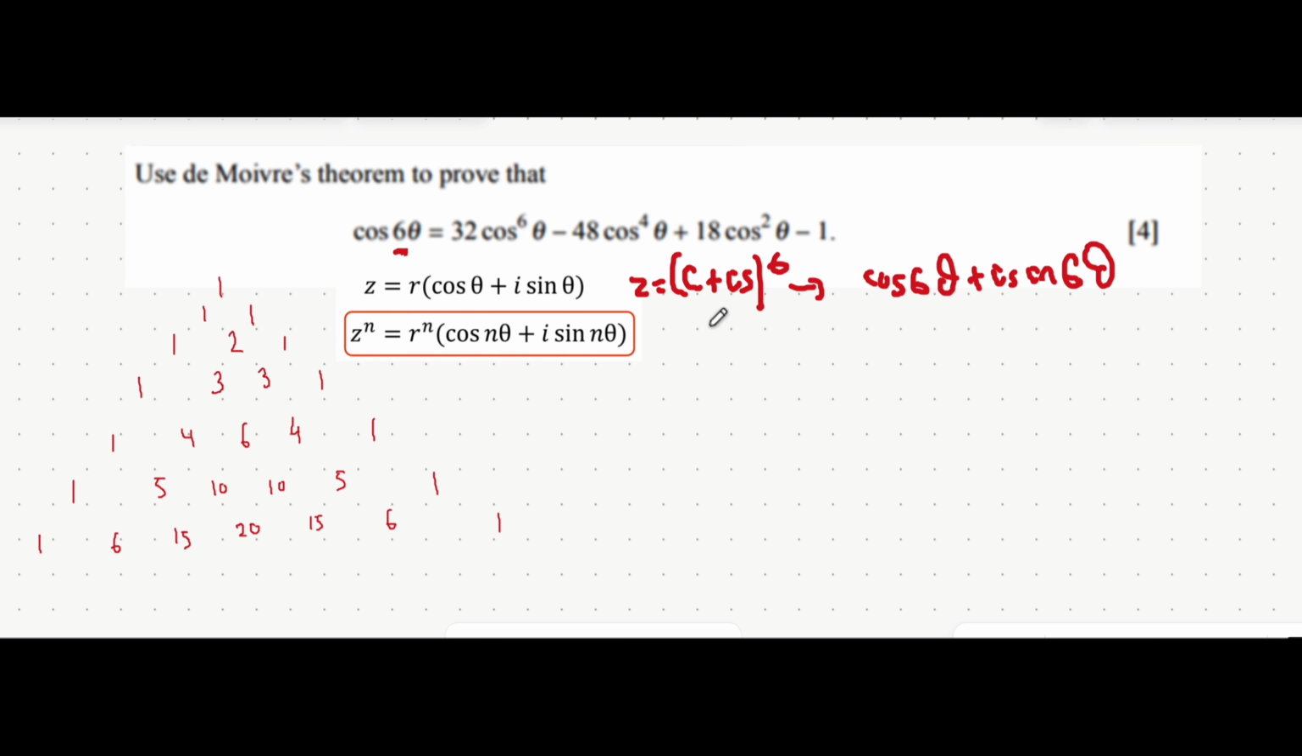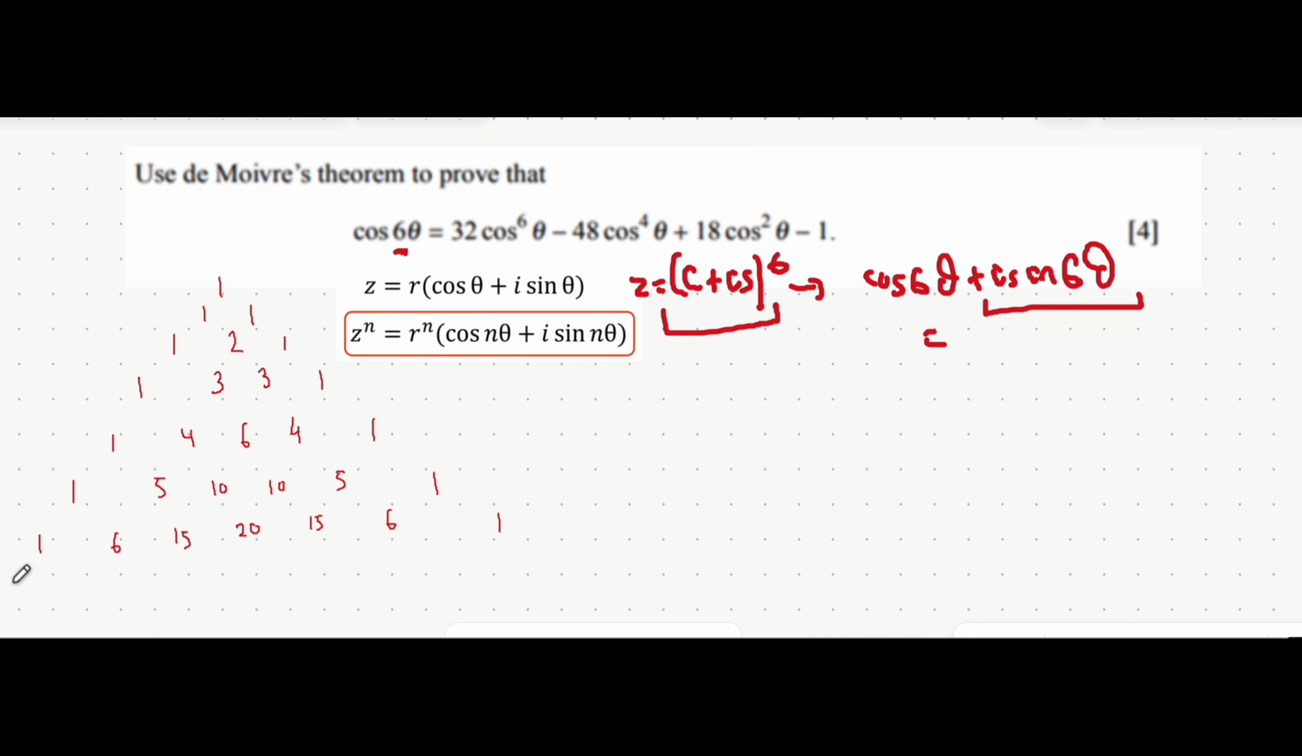Why this helps is when we now fully expand this, we can compare all the real parts of this expansion and make it equivalent to cos of 6 theta, and we can compare all the imaginary parts and make them equal to i sine 6 theta, because all the real parts of one side of an expression match all the real parts of the other side of the expression.